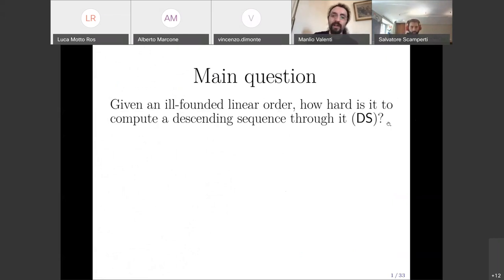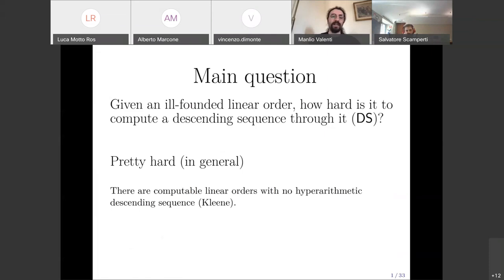Thanks. So this is the problem I'll be calling DS for this talk. And well, a short answer is it's pretty hard. It's pretty hard in general, at least, let's say. It's a known result that there are computable linear orders without even hyperarithmetic descending sequences. So we know this problem is not going to be easy, right? There's no hope for it to be computable, to be arithmetic, not even hyperarithmetic.